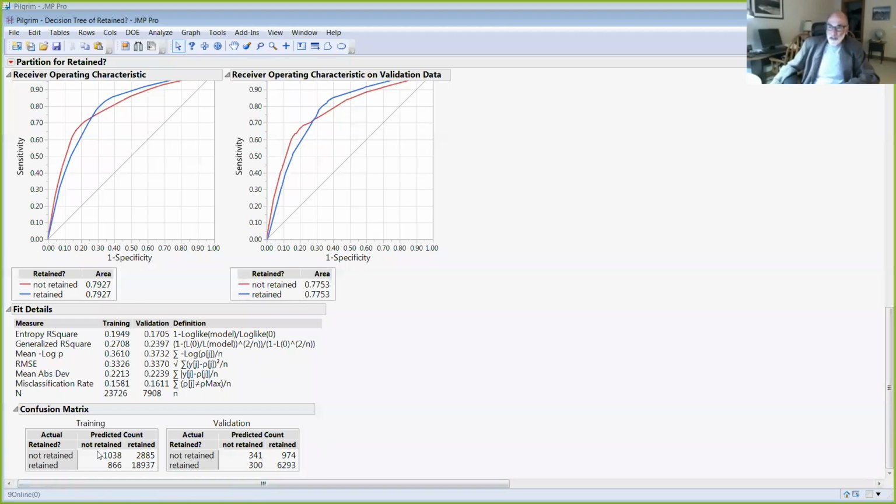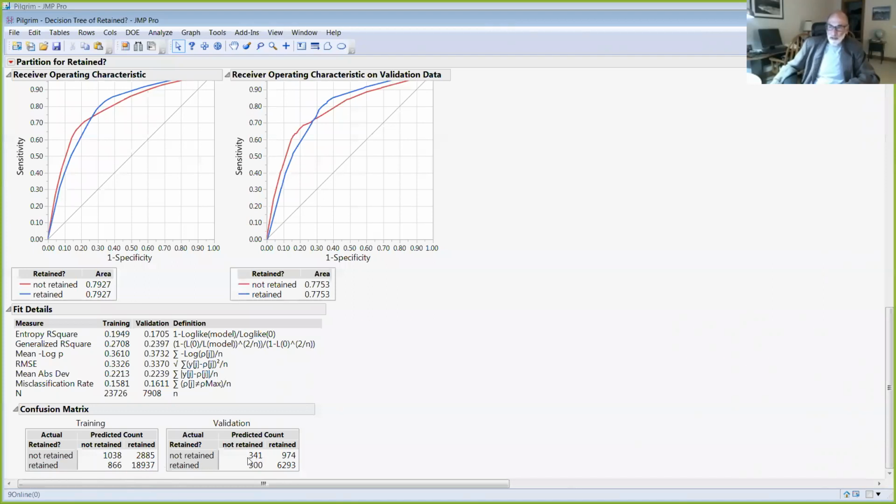So what you can see in the training matrix is if you look at the diagonal elements, the top left and the bottom right, these are correct predictions. The top left one is the model predicting they will be not retained, and they actually were not retained. Here the model is predicting they will be retained, and they actually were retained. So these are both correct predictions.